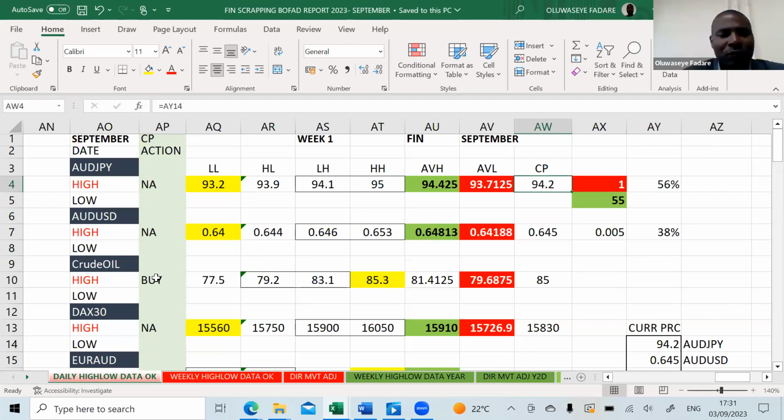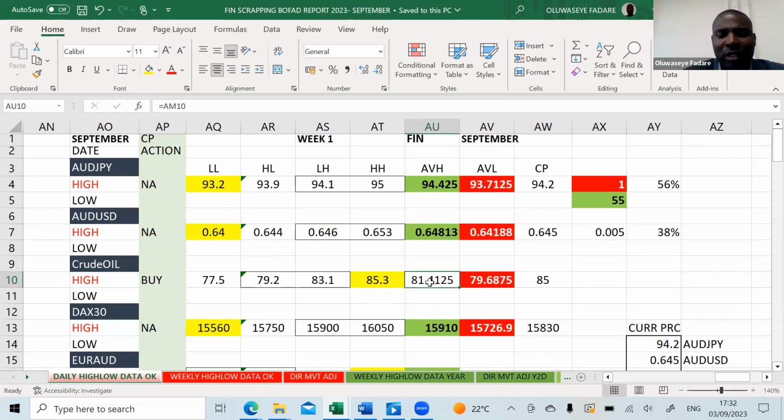So when you see a buy, it means the current price, look at this for example, 85, the AVH is 81.412 and the AVL is 79. So you can see that the market has been buying. The market has gone above; according to the normal report, we probably would have bought since 81.4. So if we had bought since 81.4, by now we'd already be in profit.